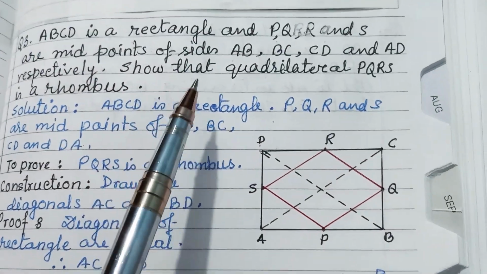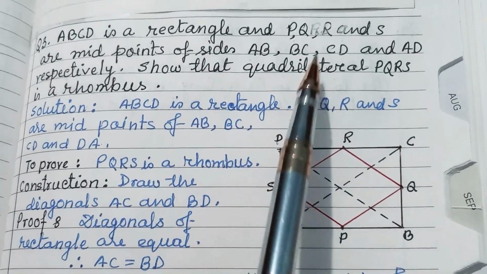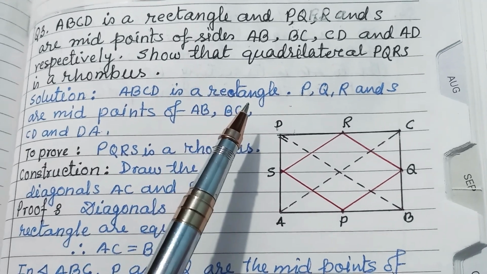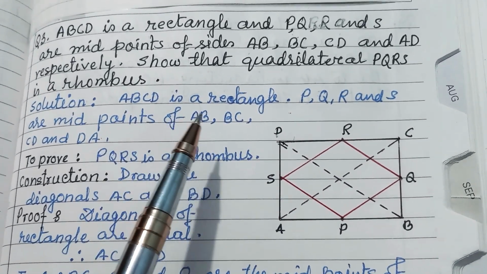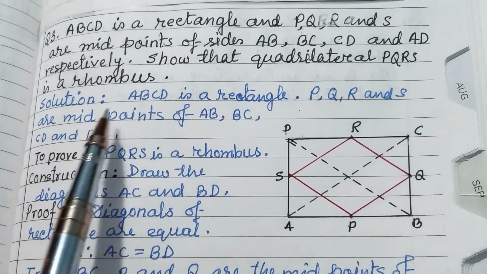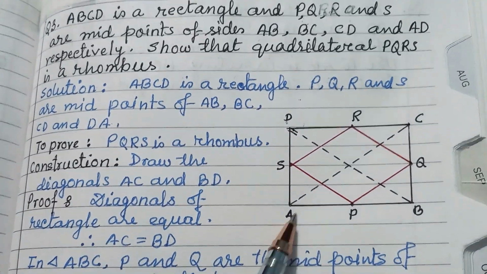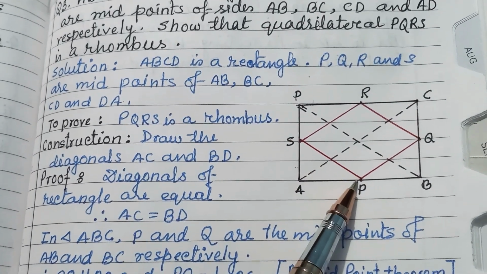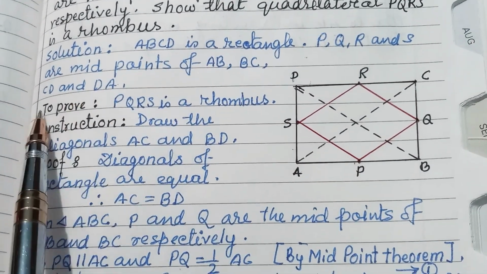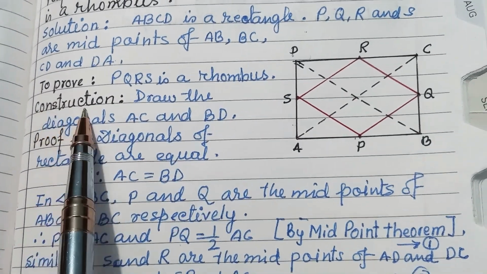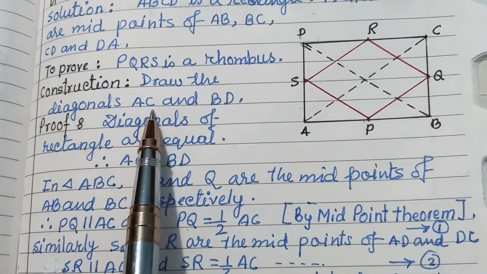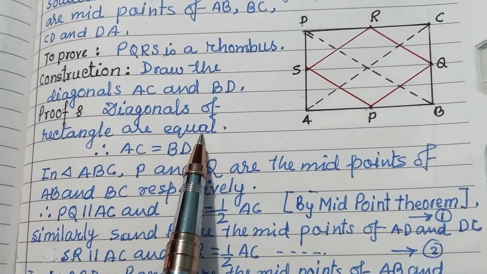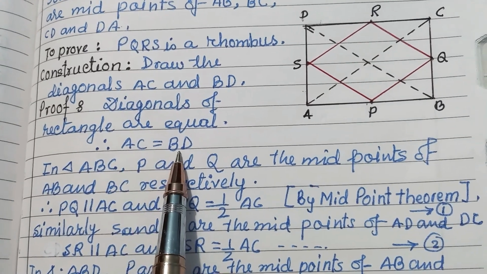ABCD is a rectangle and P, Q, R and S are midpoints of the sides AB, BC, CD and AD respectively. Show that the quadrilateral PQRS is a rhombus. It is a rectangle ABCD and we have to prove PQRS is a rhombus. Now, to prove PQRS is a rhombus, construction: draw the diagonals AC and BD. Two diagonals of the rectangle are equal. We know that. So AC is equal to BD.